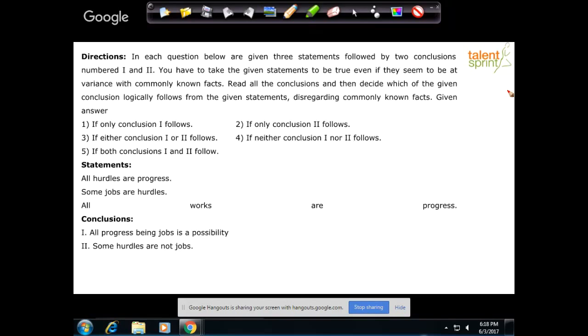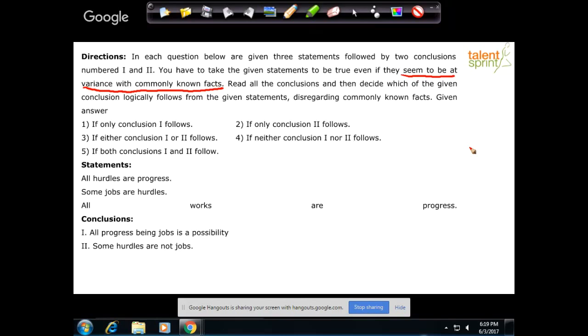Let's go ahead and read this question. In each question below are given 3 statements followed by 2 conclusions numbered 1 and 2. You have to take the given statements to be true, even if they seem to be at variance with commonly known facts. Please notice, do not use your common sense knowledge to say, oh, this is not possible, this conclusion cannot follow. Follow exactly what is written in the statements.